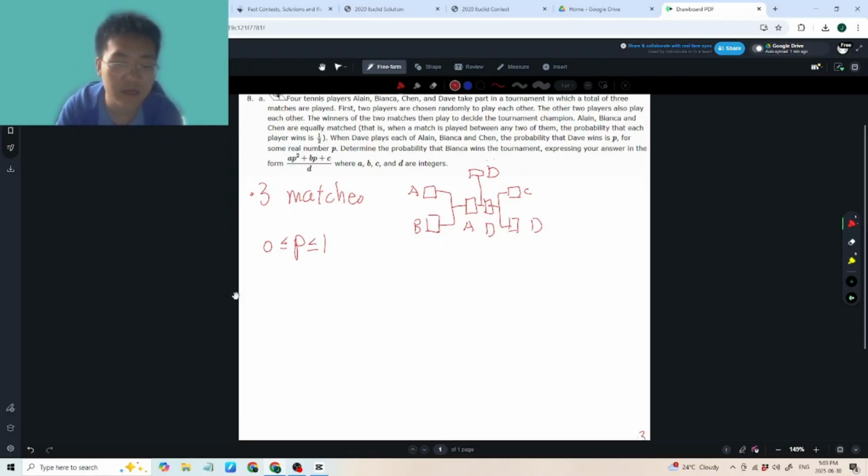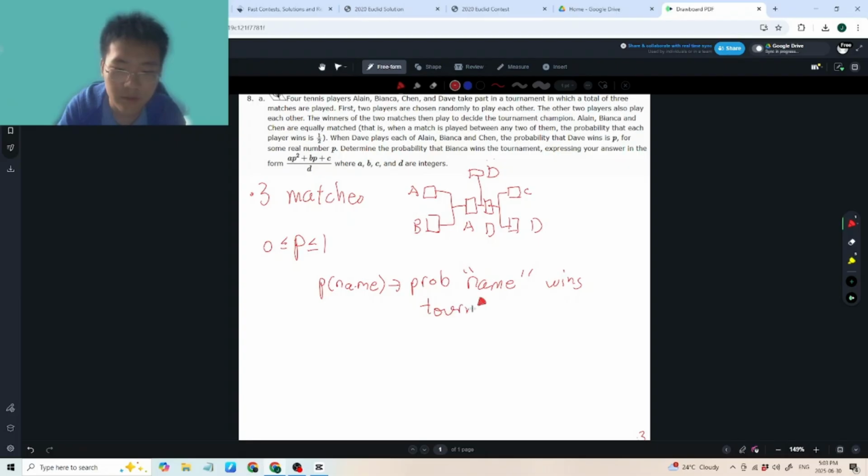Now, let's define a probability function. Let's define P of name to be the probability that name wins the tournament. Because ultimately we're trying to find out the probability of PB. The question is asking us for what this is equal to. Well, what do we have in the question that we can start to build an answer from? We know that the probability that Dave wins 1 match is P.